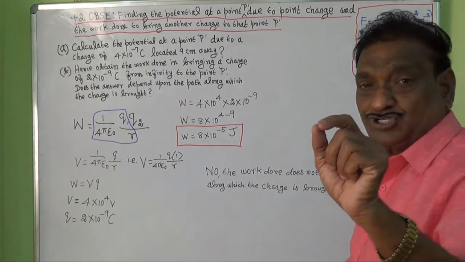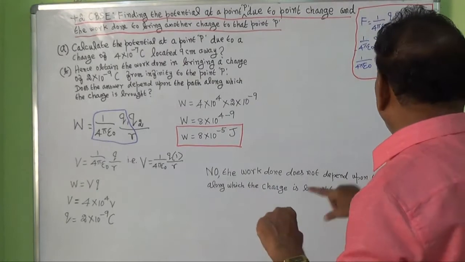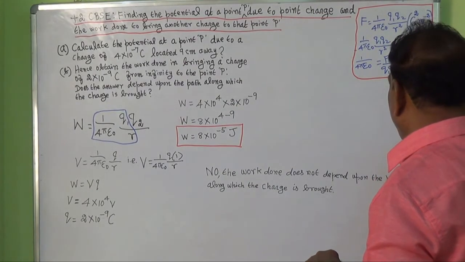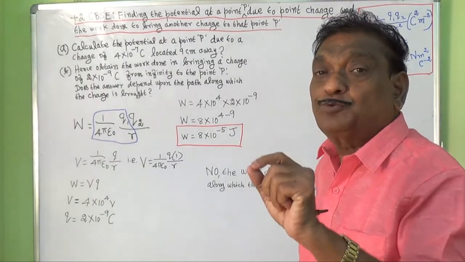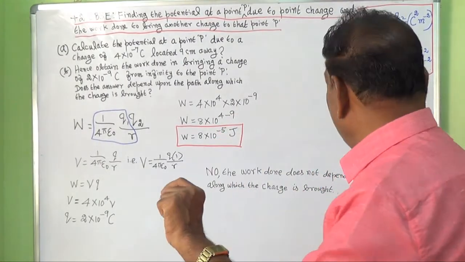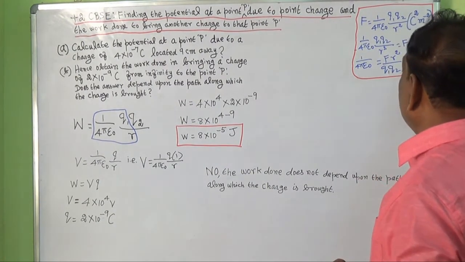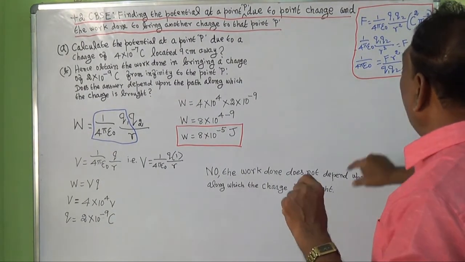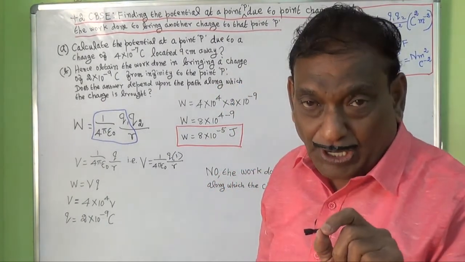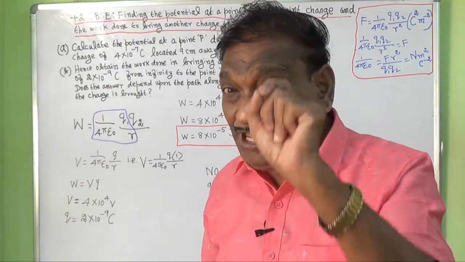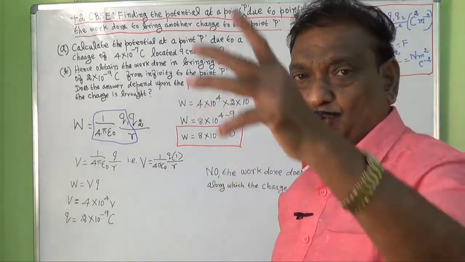The unit of force is Newton. What is the unit of distance square? The unit of distance square is meter square. What is the unit of Q1 into Q2? Product of two charges is coulomb square. Since it comes in the denominator, we write it as per coulomb square, so that we obtain the unit for 1 by 4 pi epsilon naught as Newton meter square per coulomb square.